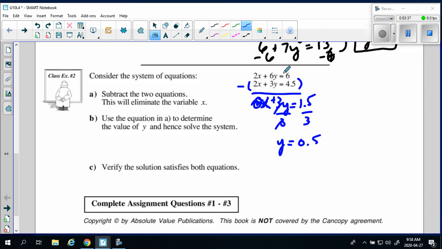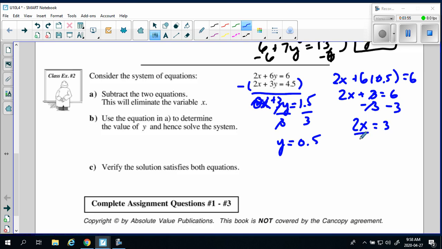And then we can go back and find x by plugging into the equation of our choice. So I'll just choose the first one. They look equally easy to me. 6 times 0.5 is equal to 3. 2x plus 3 is 6, like so. And x is equal to 3/2. Now, because they've given us decimals, I feel pretty okay giving them decimals back. And here would be my final answer.